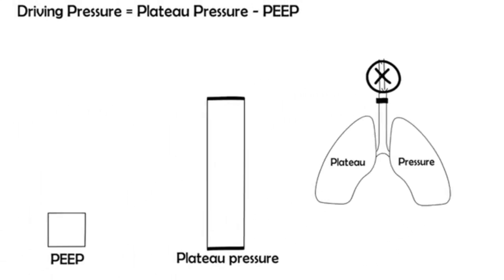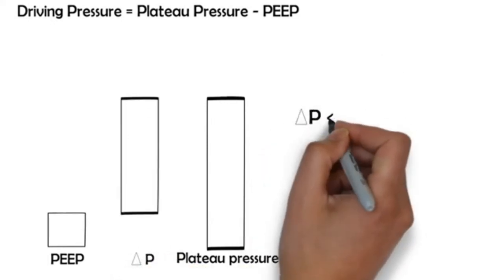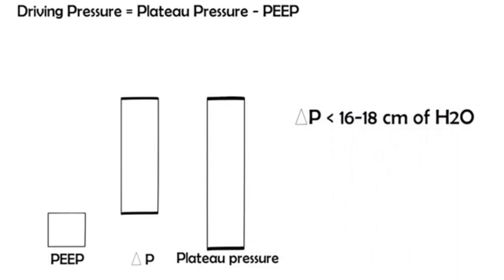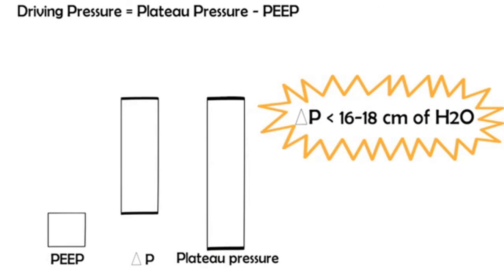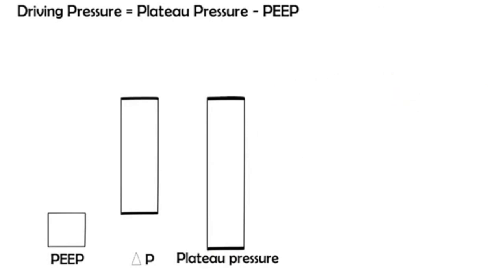Calculate the difference between the plateau pressure and the PEEP and voila, you have the driving pressure. Keep it below 16 to 18 centimeters of water and you are truly providing the lung with protective ventilation. So you're tinkering around with your patient's ventilator. The driving pressure you've calculated is 24. You need to reduce it. How do you do that?